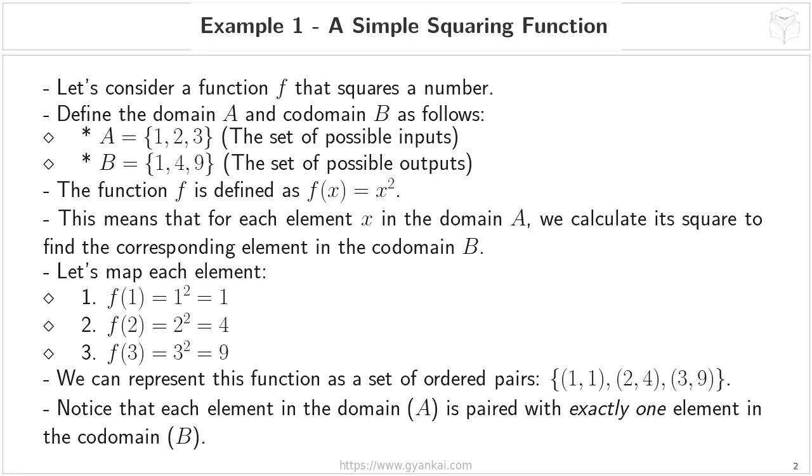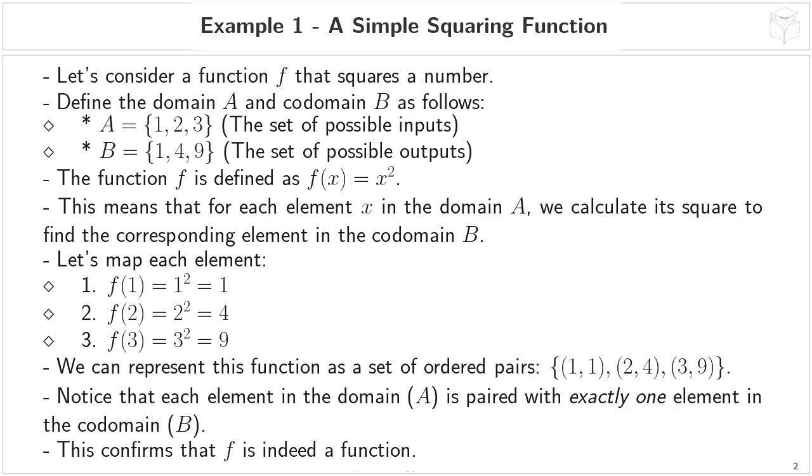Now look closely. Notice that each number in our domain, 1, 2, and 3, is paired with exactly one number in the codomain. This is the key property of a function. Because each input has only one output, we can confidently say that f is indeed a function. We'll build on this understanding in the next examples, and also look at some common pitfalls to avoid when identifying functions.